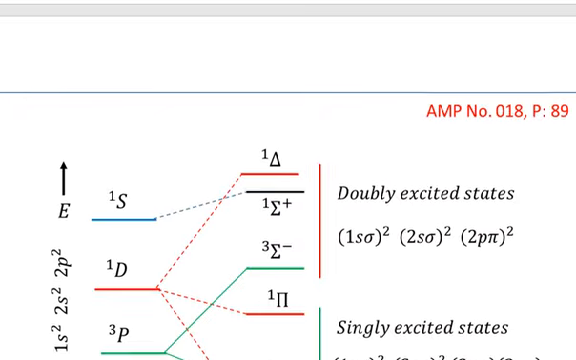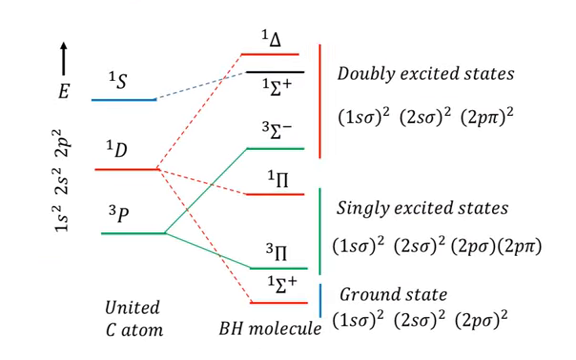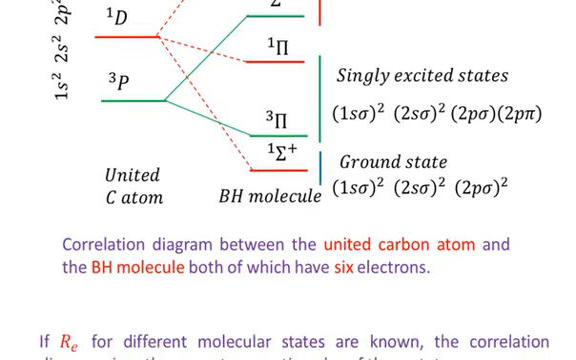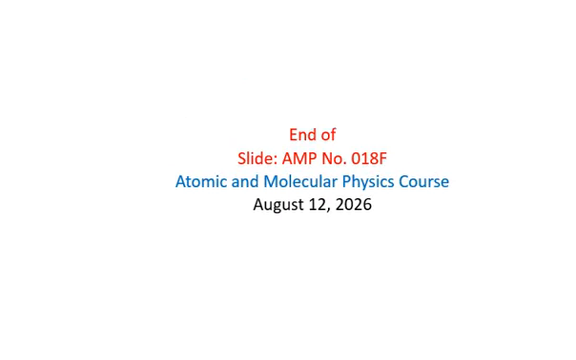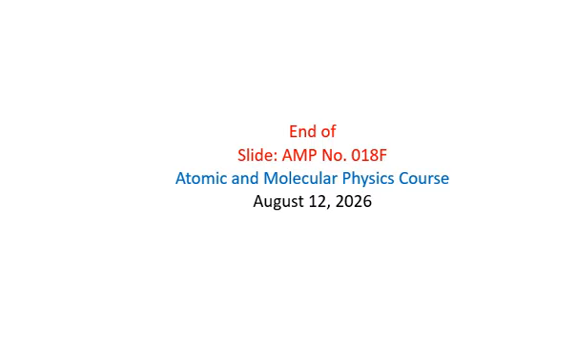And then I have explained the correlation diagram with the help of a single carbon atom in the atomic state and the BH molecule in its ground state, its first excited state, and its doubly excited states. These states have been correlated with the atomic states of the carbon atom through the correlation diagram. So you see that this is the end of slide number 18F.